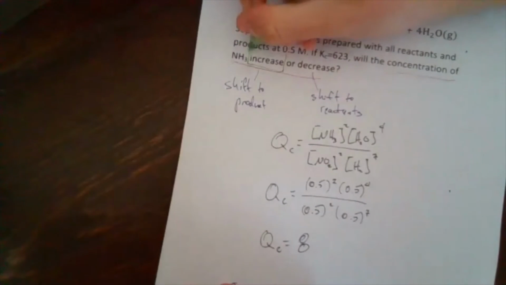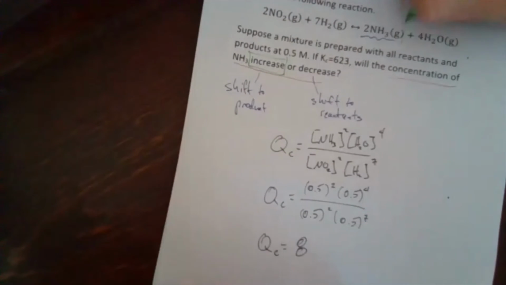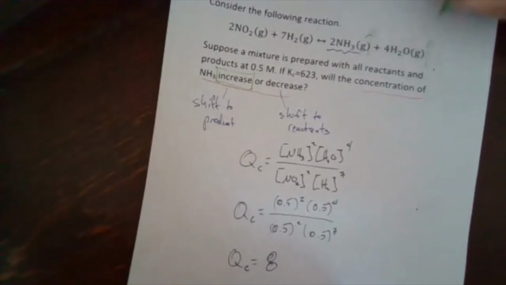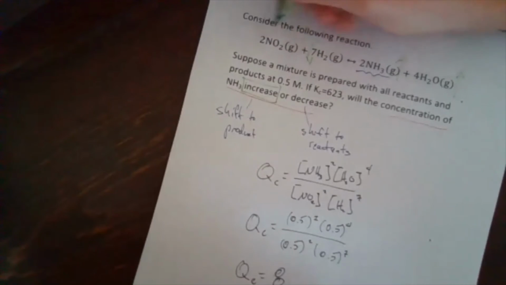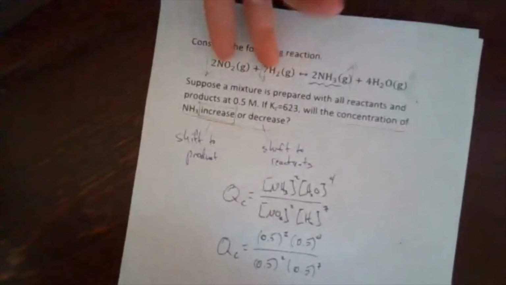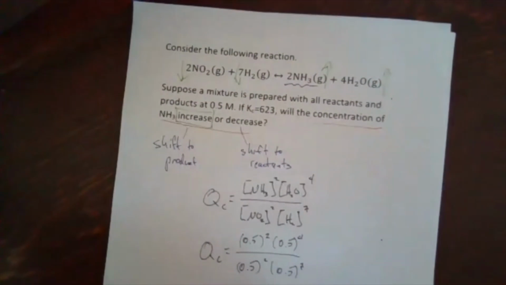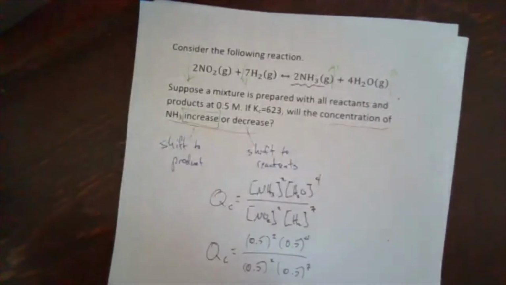Shift to products, so the concentration of NH3 is going to increase. NH3 will increase, H2O will increase, H2 will decrease, NO2 will decrease. These concentrations will go down because the more forward reaction will happen. You'll make more product by consuming reactants.